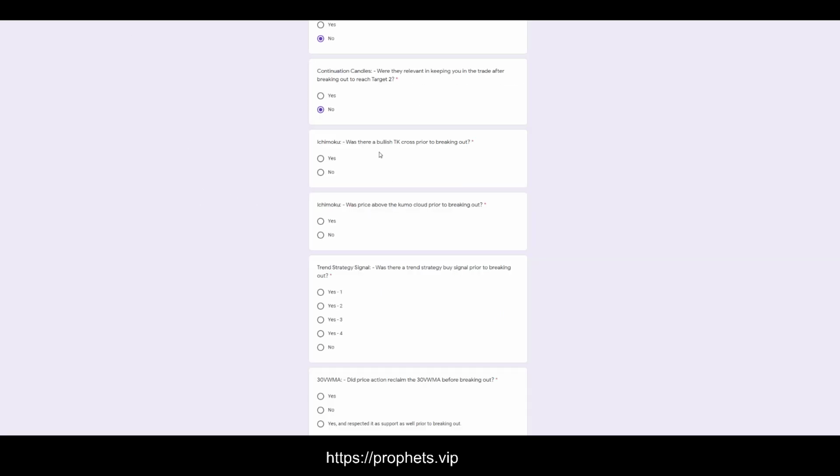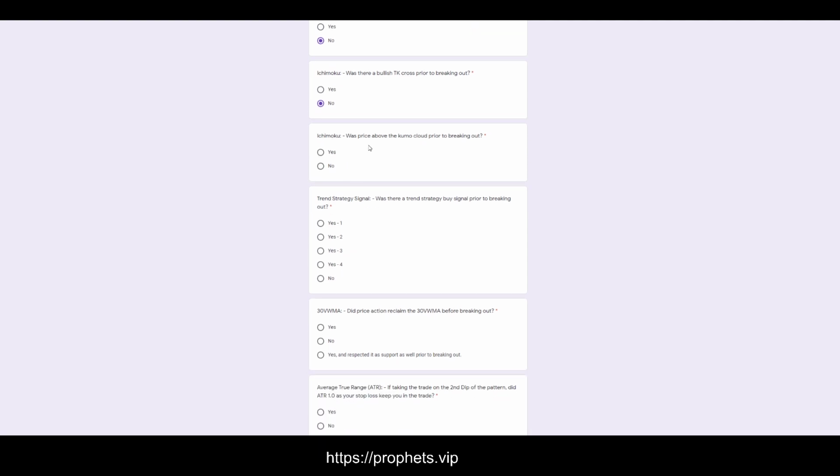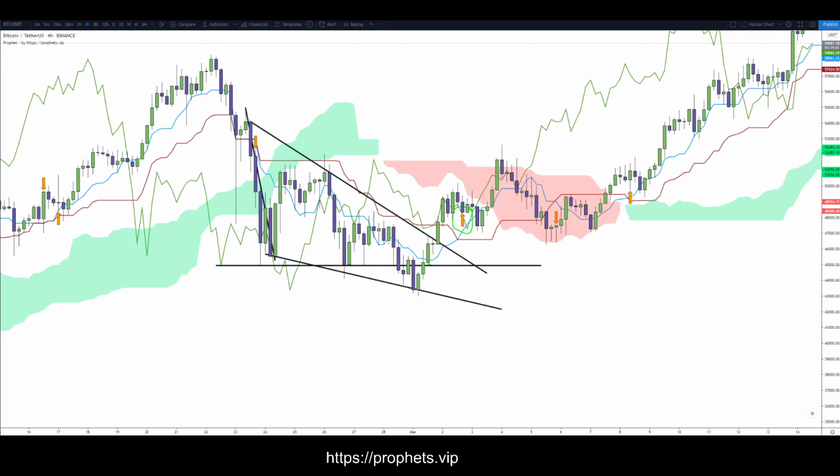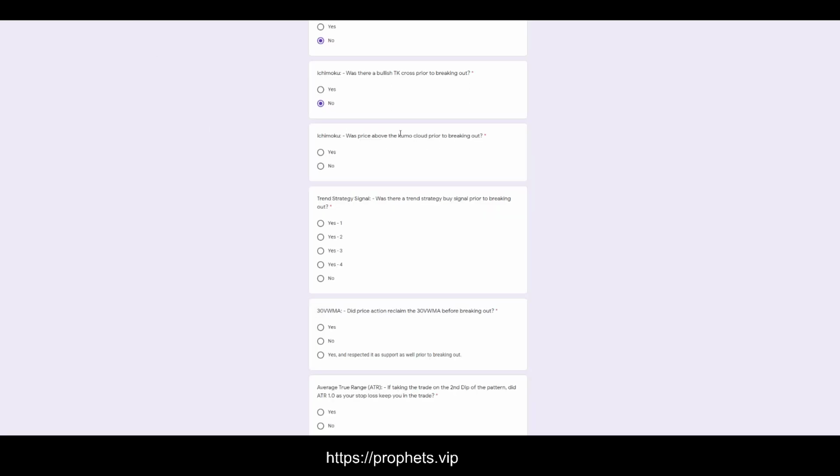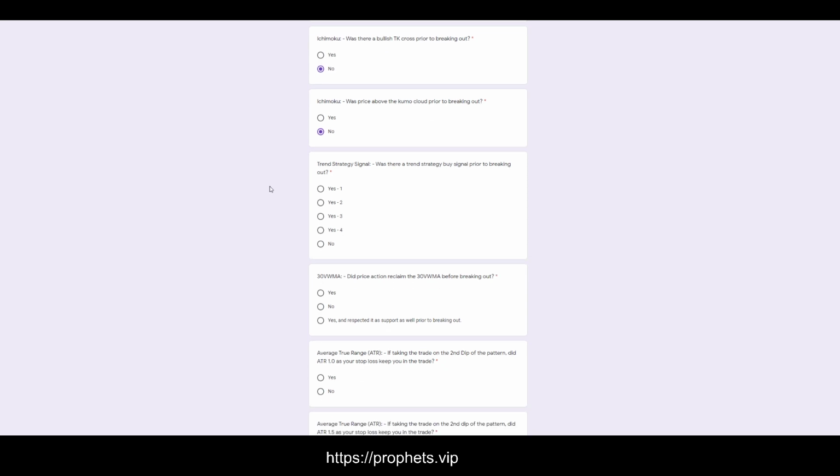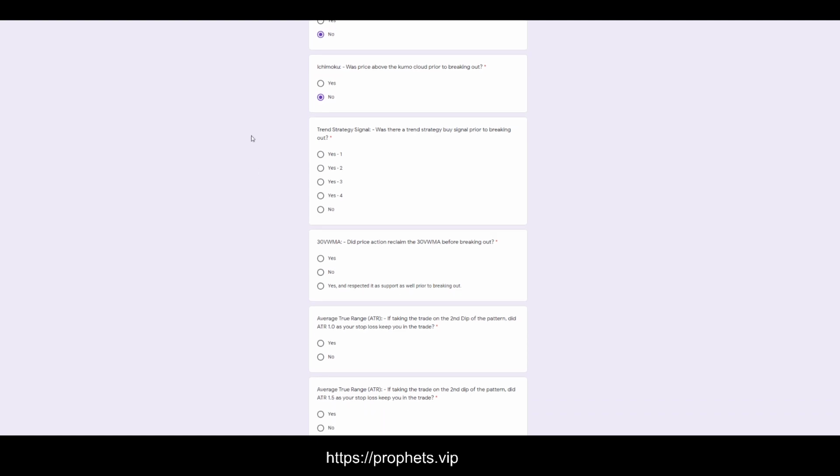Was there a bullish TK cross prior to breaking out? No, there was not. And this could be a common thing found in the falling wedge, right? Ichimoku, was price above the Kumo cloud prior to breaking out, okay? So prior to breaking out, we're well and truly under it, okay? And we can see it played resistance here as well, so nope, we were not above it. However, you might find that there are falling wedges that happen much sooner than this one in the downtrends, which doesn't allow Ichimoku to form a large bearish cloud like that one did.